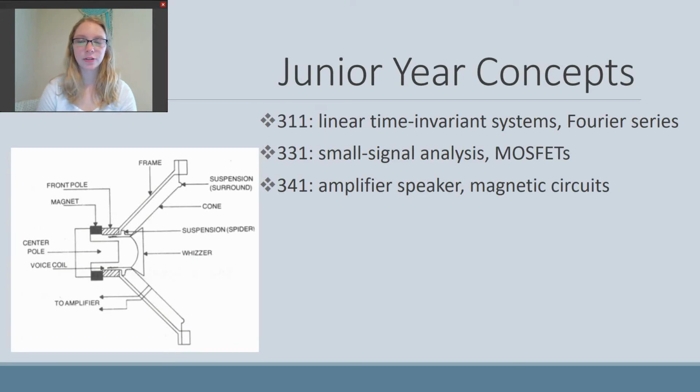And then the junior year concepts are from 311, which was questions 1 through 3 on the pre-work, which involved assuming that the audio amplifier was a linear time invariant system and finding the output on Cadence. And then we did that for different frequency values to find the frequency response.